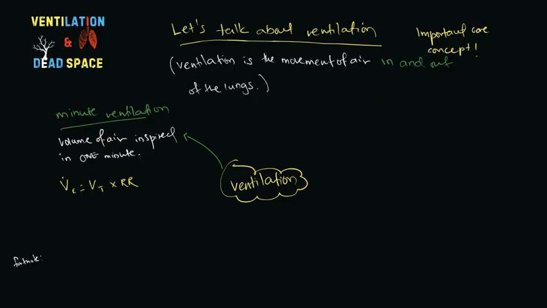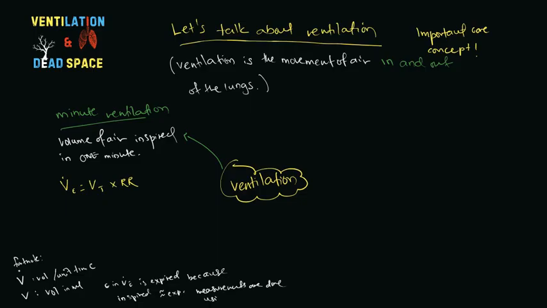A few footnotes that I like to highlight so that our audience will be clear. The V, capital V with a dot on top, means volume per unit time. It's not just volume. The capital V means volume in milliliters. The E in VE is expired gas, because inspired is almost approximate to expired, and measurements are usually always done using the gas exhaled.